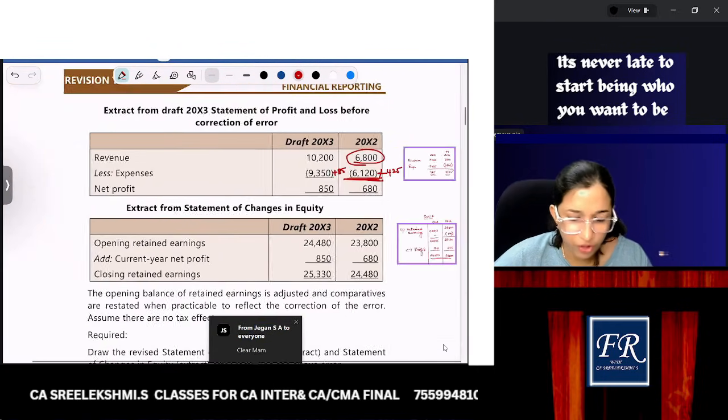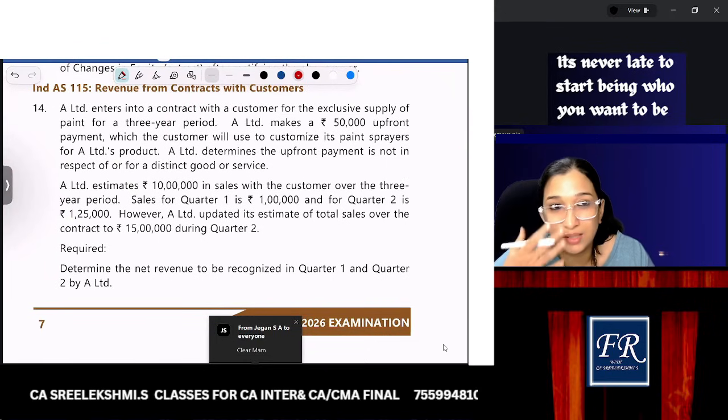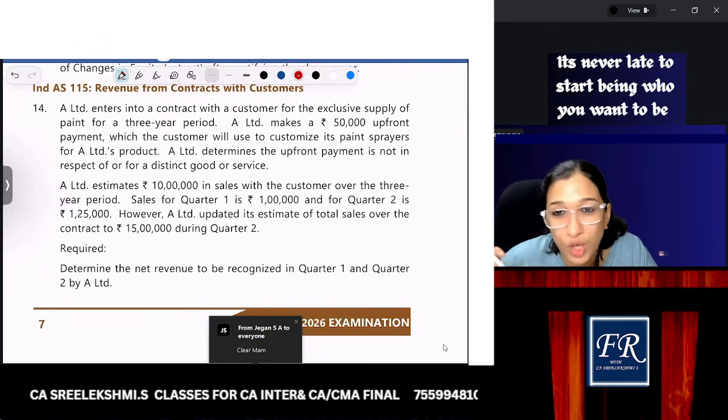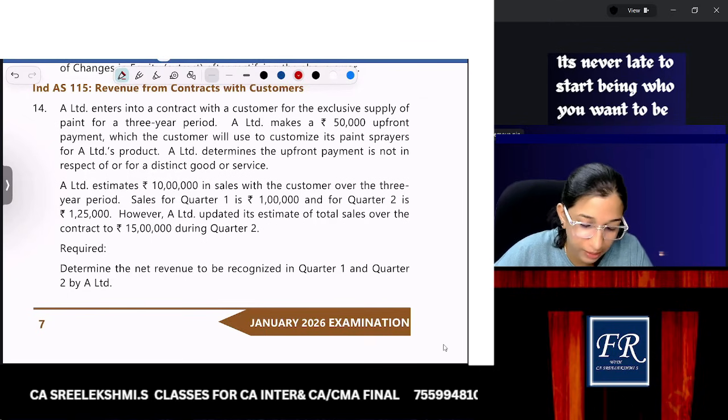So question number 14. Again, question number 14. I feel this is an easy question. But definitely this question is not from your SM or RTP, so you have not seen this question before. So this is a good one. Let me read.